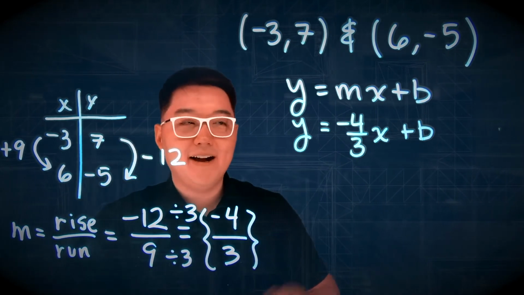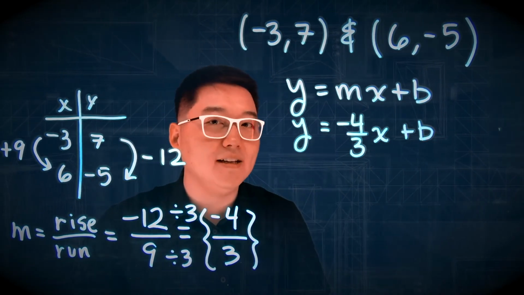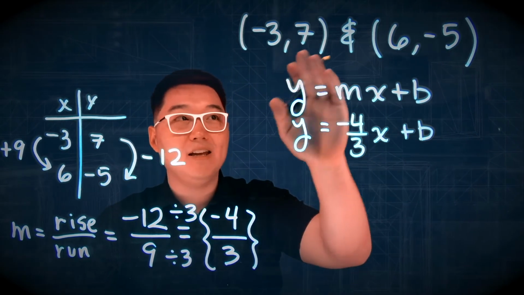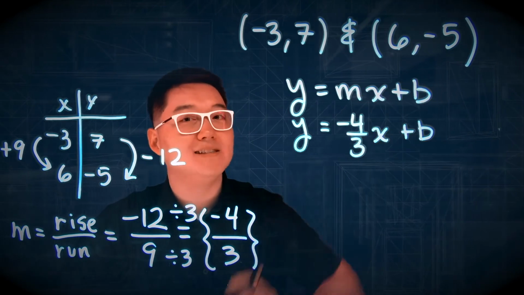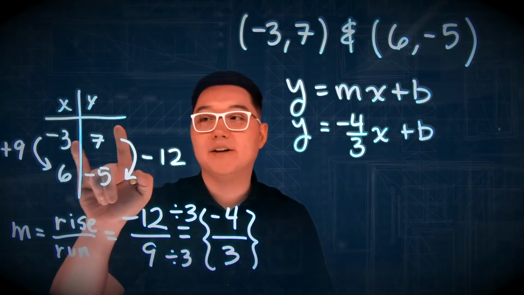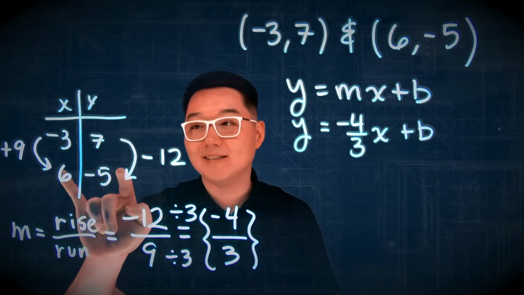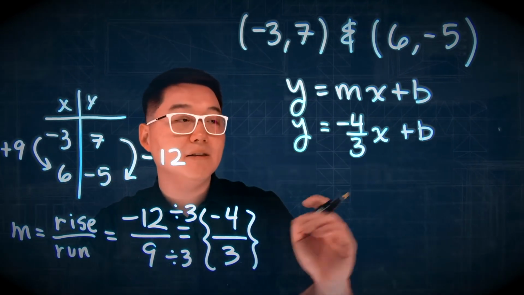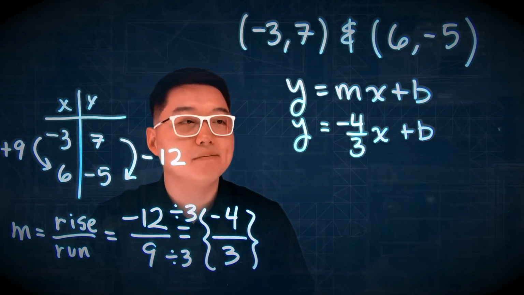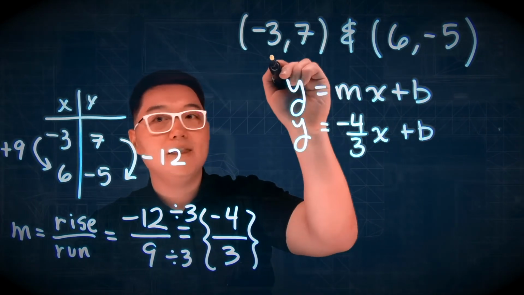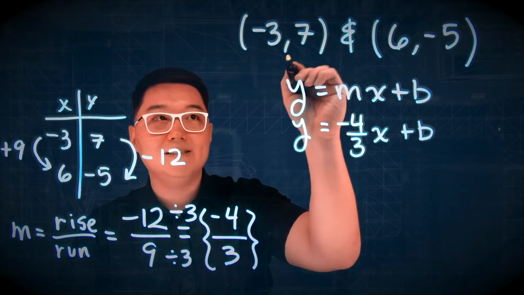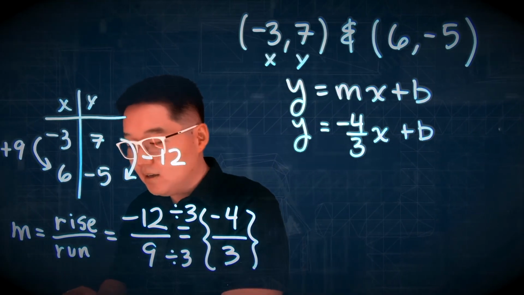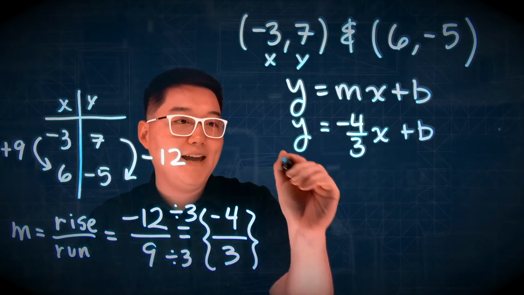So now how do you find the b value? How much money that you have in the beginning? Well, again, we can choose any coordinate that exists on this line. We can choose -3, 7, or we can choose 6, -5. It does not matter because either one of them will yield the same b value. Let's go ahead and choose this coordinate right here, -3 and 7. When x is -3, y has to be 7. So we know that y has to be 7.